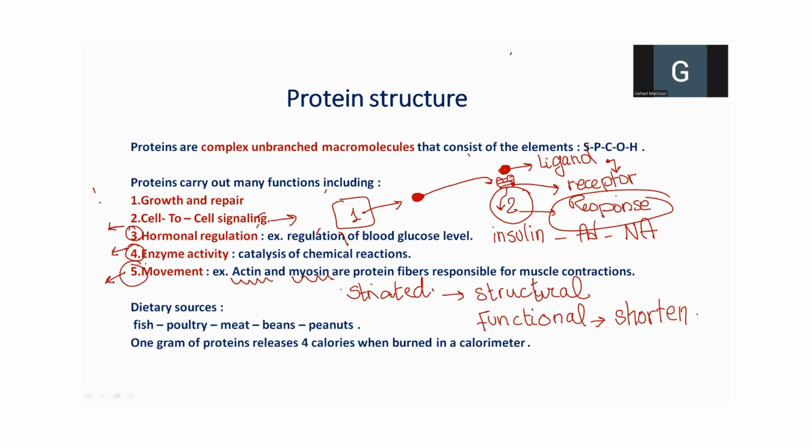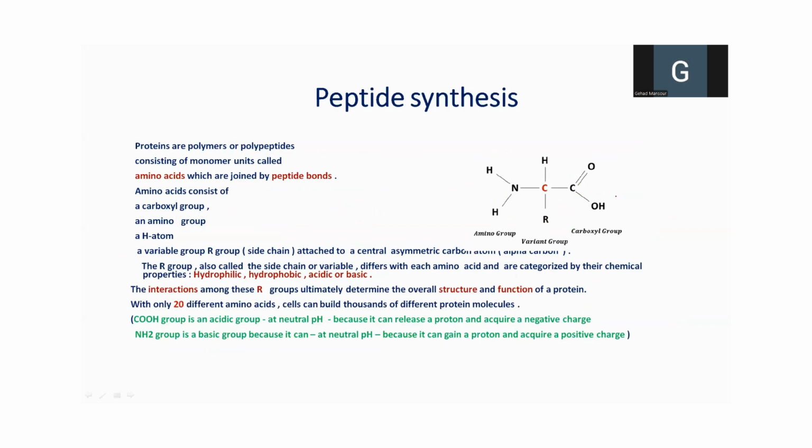Of course, as we've said before, proteins are not here to give you energy. They do not store a big amount of energy. 1 gram of proteins releases about 4 calories of energy when burnt in a calorie meter. And of course, you all know the sources of proteins, whether they are animal proteins like fish, like meat, like poultry, or vegetarian proteins, plant proteins like in beans and lentils and all the leguminous plants and in peanuts.